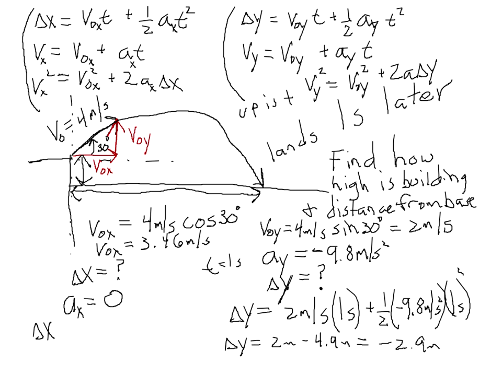If delta x is equal to v0x, which we found to be 3.46 meters per second, times time, 1 second, plus 1/2 a_x t squared, but a_x is 0, so that whole term is 0, and we get that delta x is equal to 3.46 meters. And we're finished with that problem.